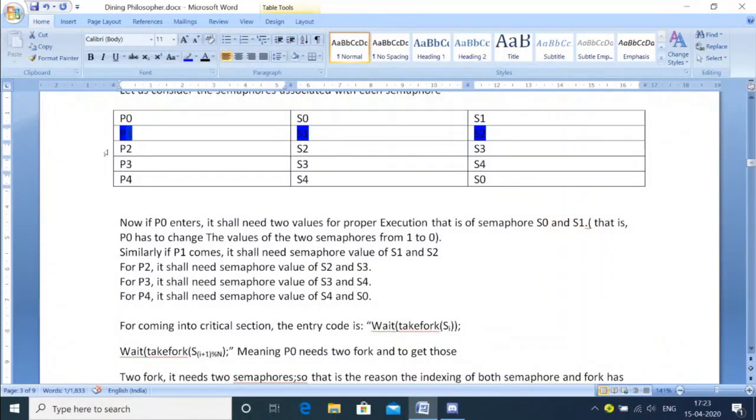Now let us go to P2. Sir, P1 is blocked temporarily? Can you please repeat that? It has to wait. Yes.